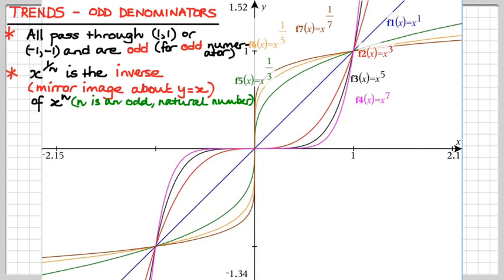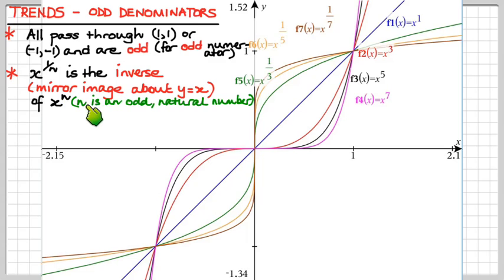Now x to the 1 over n, this is very, very crucially important. X to the 1 over n is actually the inverse, or the mirror image about the line y equals x, of x to the n. Did you know that? So x to the half would be the inverse of x squared. X to the third would be the inverse of x cubed, and so on. If you're not sure, just go and work that out separately. Put down some function x to the n and then work out the inverse, and you'll see what I'm saying is true.